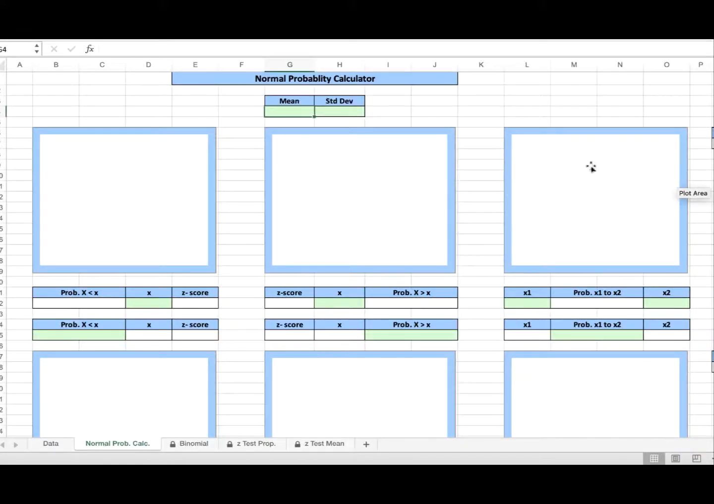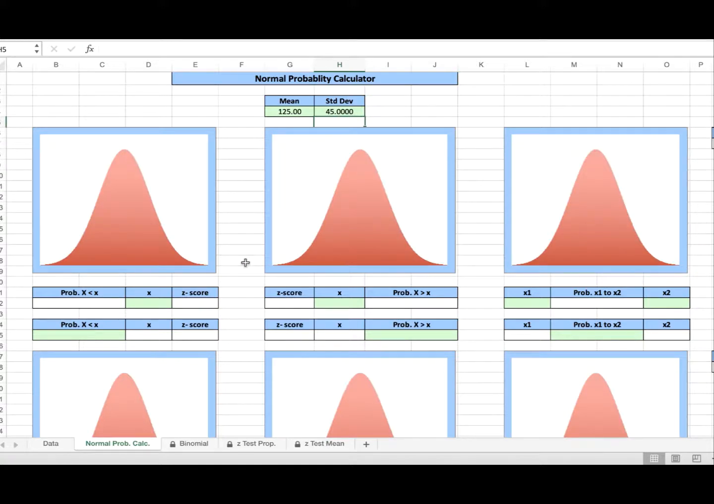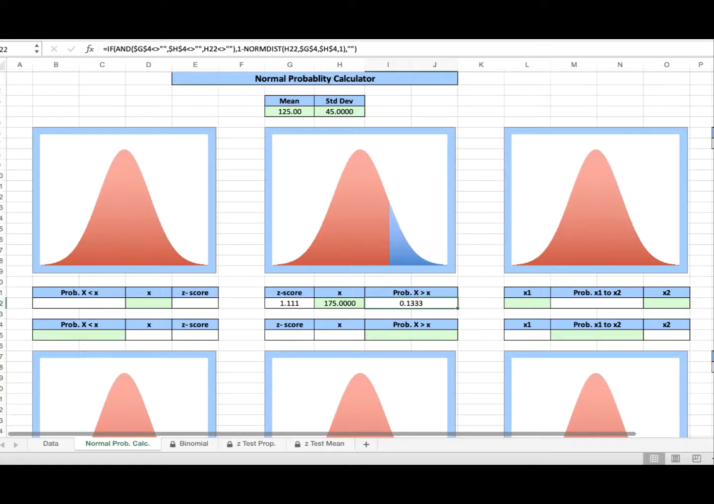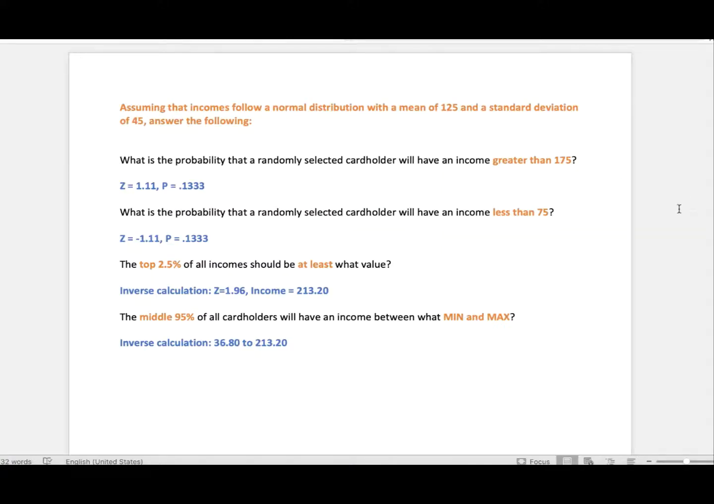Going to our Excel tool, we would begin with the mean and standard deviation, 125 and 45. We want the probability that a randomly selected cardholder would have an income over 175. The z-score of 175 is 1.11, which makes the probability 0.1333. Let's try another. What is the probability that a randomly selected cardholder will have an income less than 75?